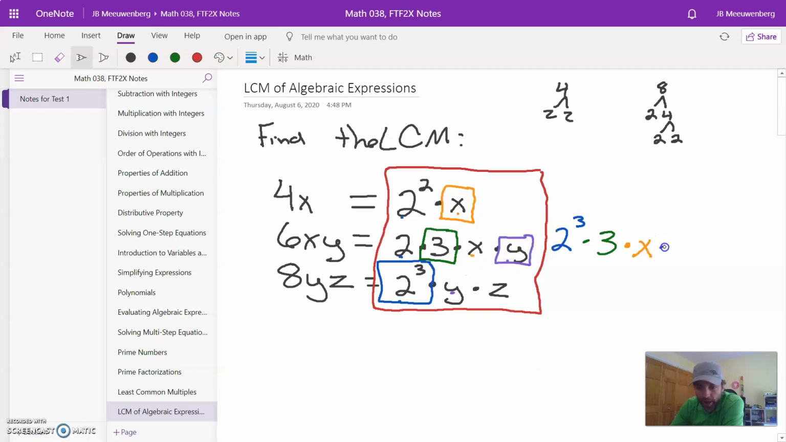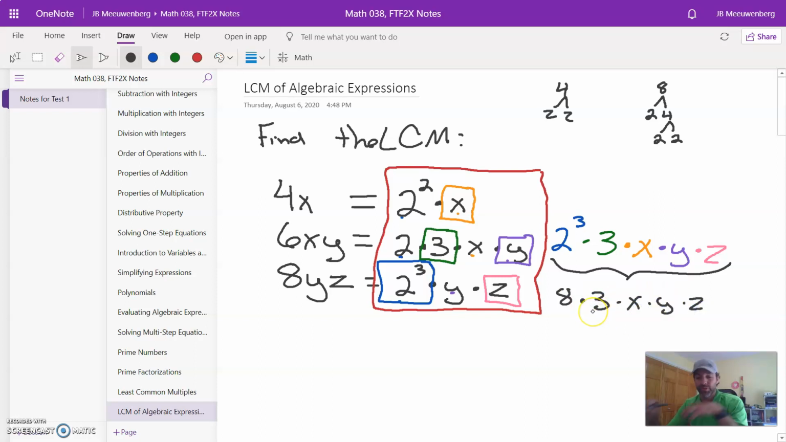And I include a y in my least common multiple. And then we see that there's a z here. Well, because there's 1, we need to have a z in our least common multiple. Those are all the factors. Now we take them and we cram them together. We simplify it. We do 2 to the third, which is 8, times 3, times x, times y, times z. And if we neaten that up, it turns into 24xyz. This is our least common multiple.